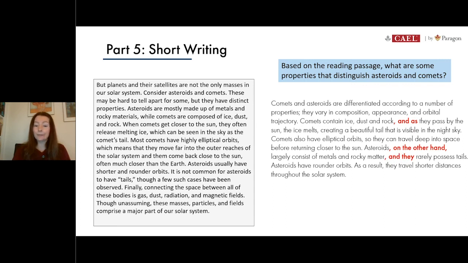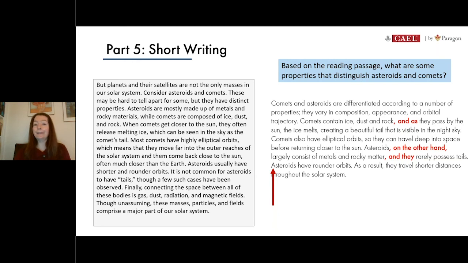So now we have asteroids, on the other hand, largely consist of metals and rocky matter, and they rarely possess tails. Okay, fair enough. That's just a compound sentence. I'm going to leave that as it is. This next bit about asteroids having rounder orbits, I feel like I need a transition there as well.